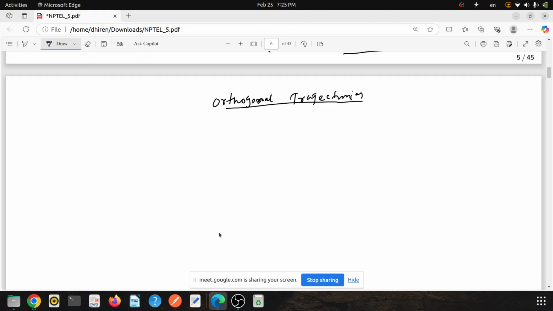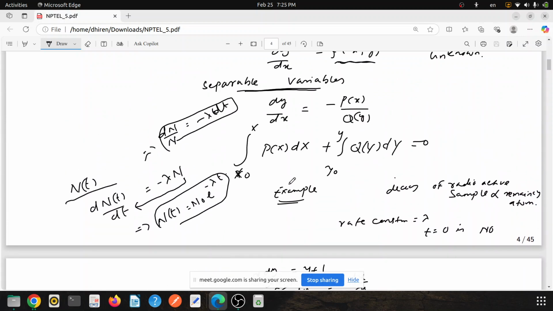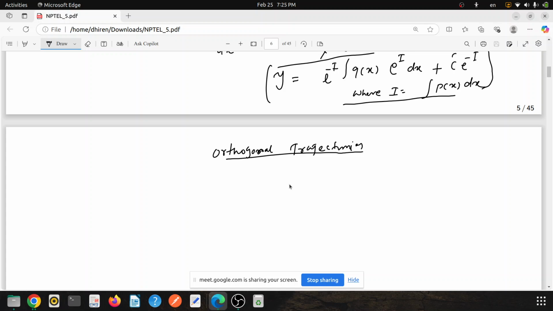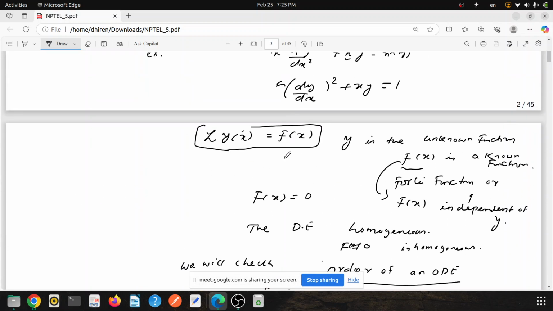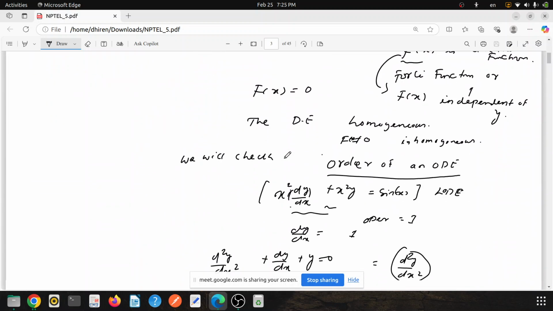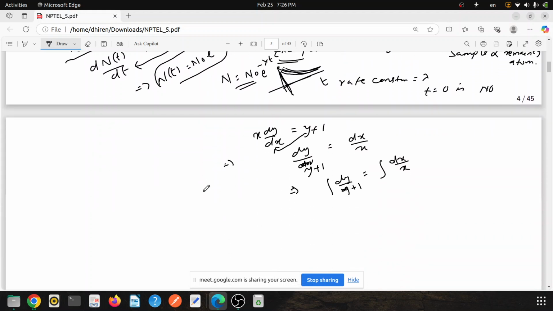The solution for this differential equation represents some family of curves. When you saw the disintegration of a radioactive element, you got the solution N equal to N0 e power minus lambda t. If you plot the solution of this differential equation, you will get a curve like this, because as time proceeds, the number of radioactive atoms will decay. So the solutions of these differential equations represent some family of curves.